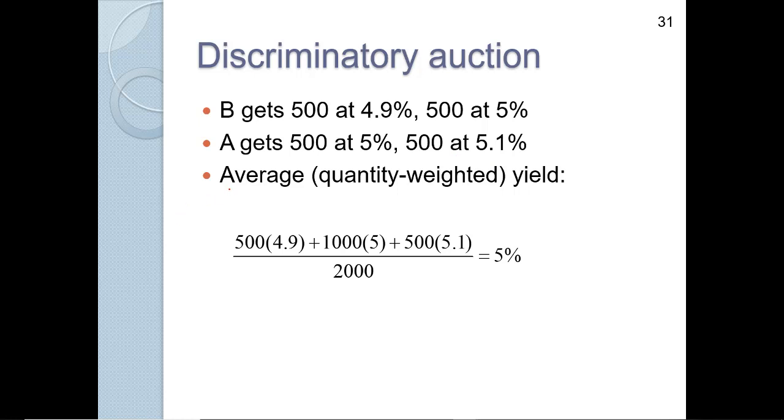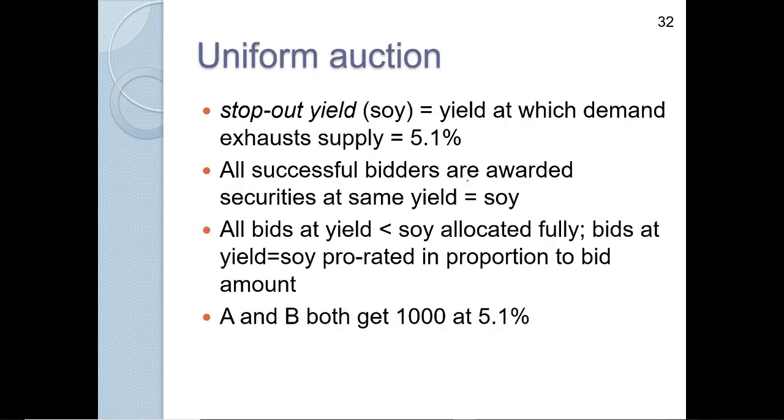Now we can compute the average yield. The average yield is basically the amounts times the yield at which each amount was allocated. In this case, we get an average yield of 5%. This is the discriminatory auction, because each quantity is assigned at a different yield. In this case, we have 3 different yields at which the people wanting the bonds are going to get them.